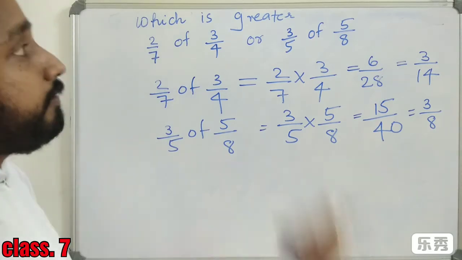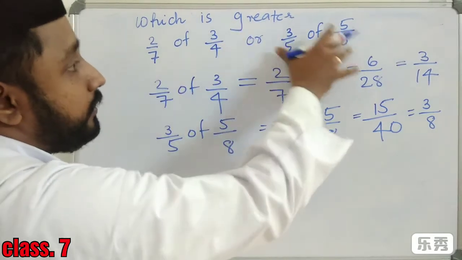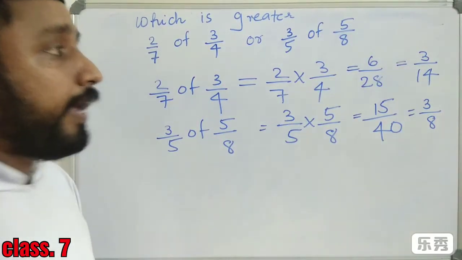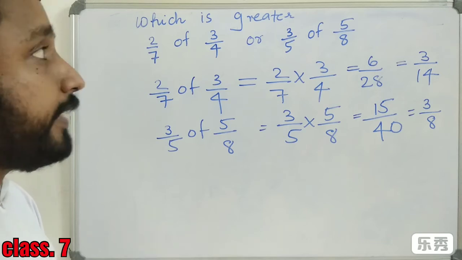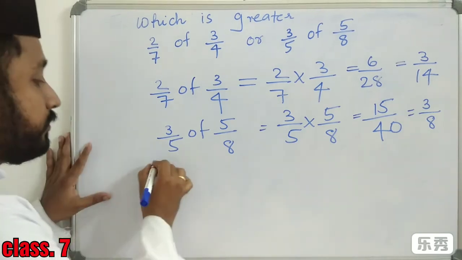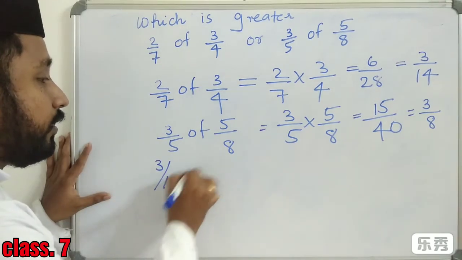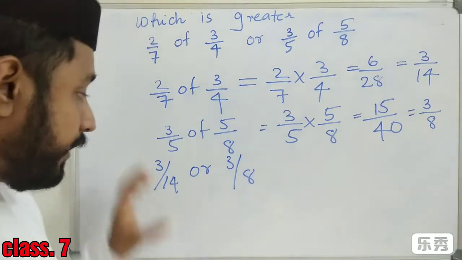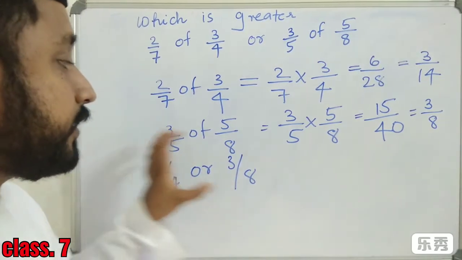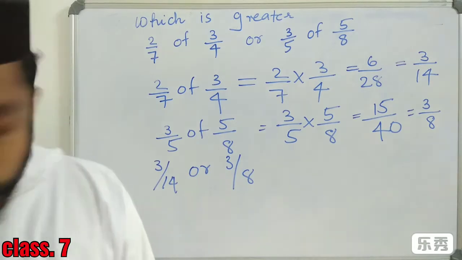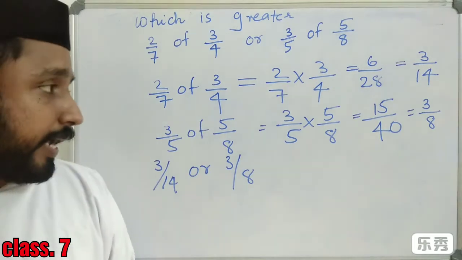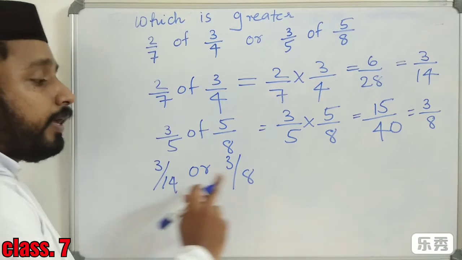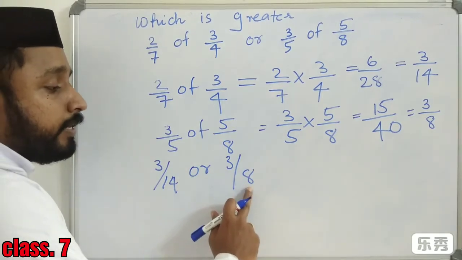Our question is, which is greater, this or this? This is 3 by 14 and this is 3 by 8. So which is greater, 3 by 14 or 3 by 8? So we have to compare 3 by 14 and 3 by 8. How do we compare 3 by 14 and 3 by 8? Here the denominator is 14, here the denominator is 8.